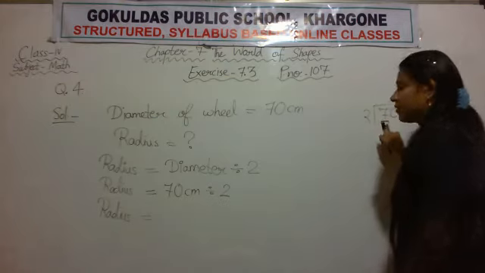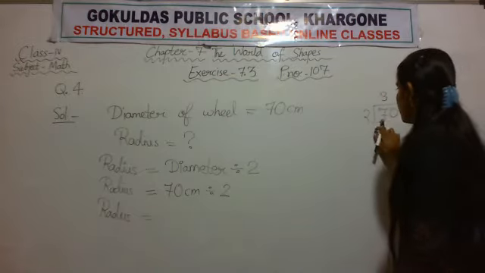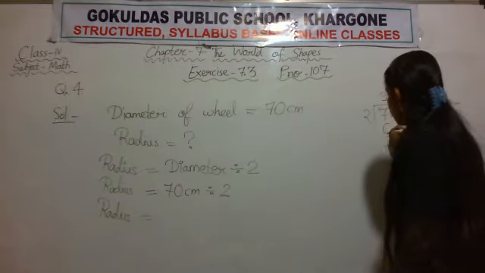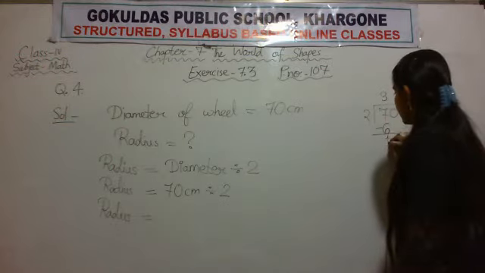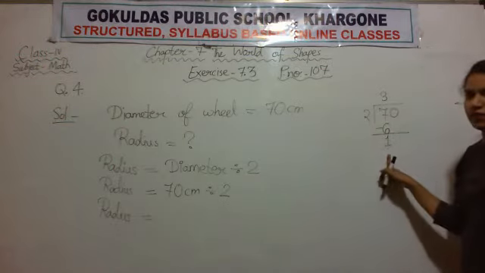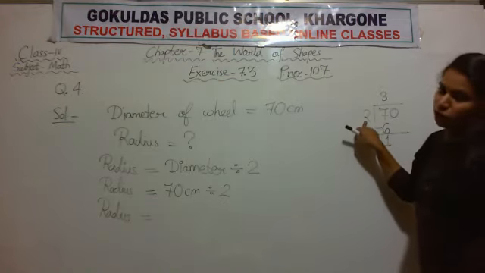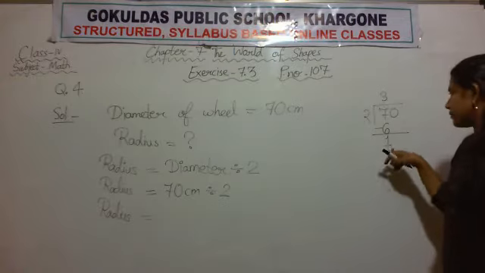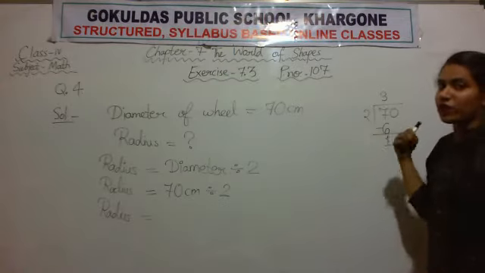7 is greater than the divisor, so we can divide it 3 times. 2 threes are 6. Now subtract both the numbers. 7 minus 6, 1 is left here. Now divide. We cannot divide 1 by 2, as this remainder is smaller than the divisor, so we cannot divide it.